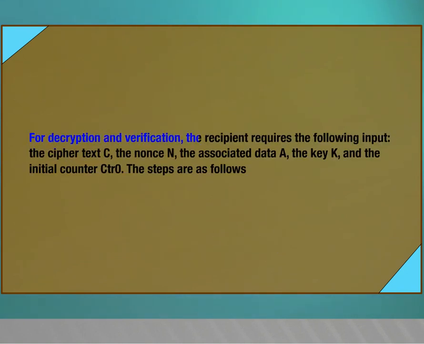For decryption and verification, the recipient requires the following input: the ciphertext C, the nonce N, the associated data A, the key K, and the initial counter CTR0. The steps are as follows. If Clen is less than or equal to Tlen, then return invalid.